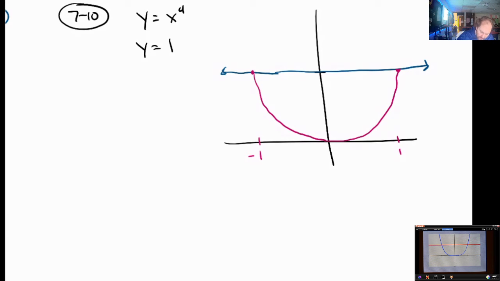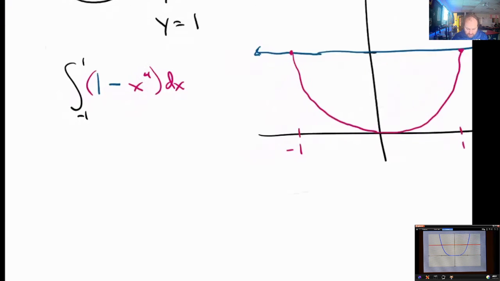As far as finding the volume of this, since the blue graph is always on top of the red graph, we should use an integral. We're going to do an integral from -1 to 1 of the blue graph, which is y equals 1, minus the red graph, which is x to the fourth, dx. That's all we're going to need to do. It's actually going to work out to be something pretty nice, I suspect.